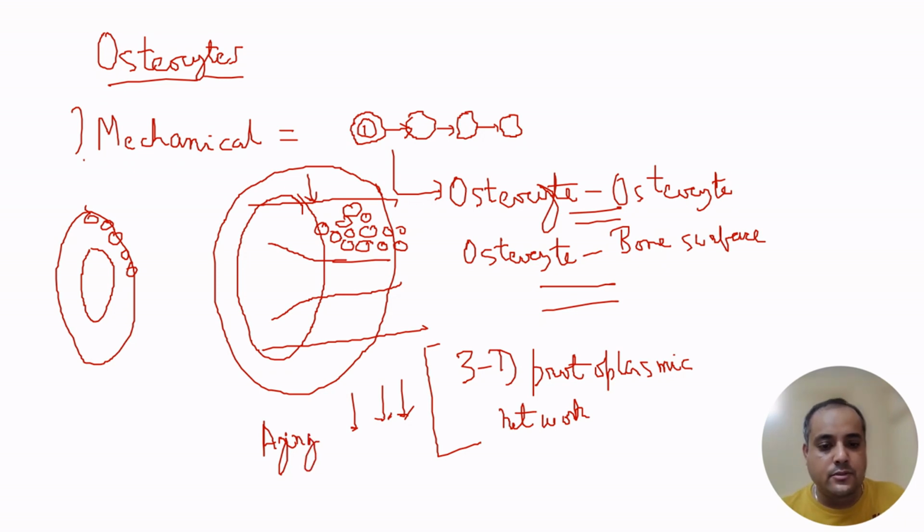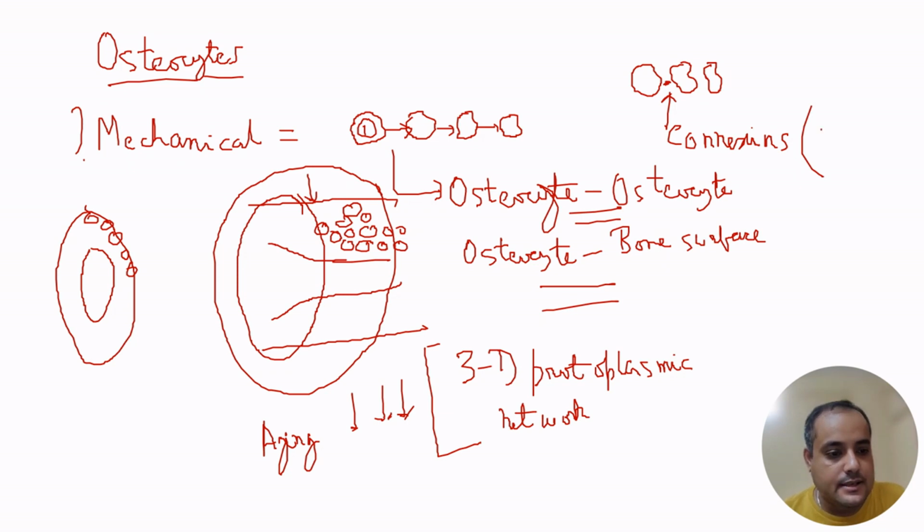Now if you look at another point in this diagram, suppose this is an osteocyte, this is another osteocyte, this is another osteocyte. In between two osteocytes, there must be a gap so that the information can pass from one to the other. This gap is known as connexin. And the most important connexin that we have is CX43, a potential MCQ.